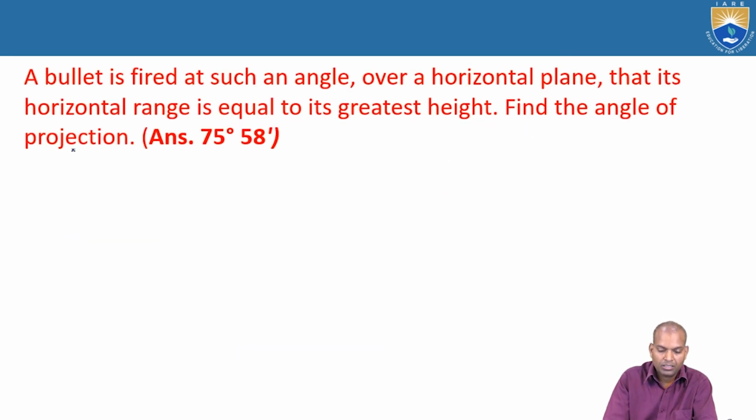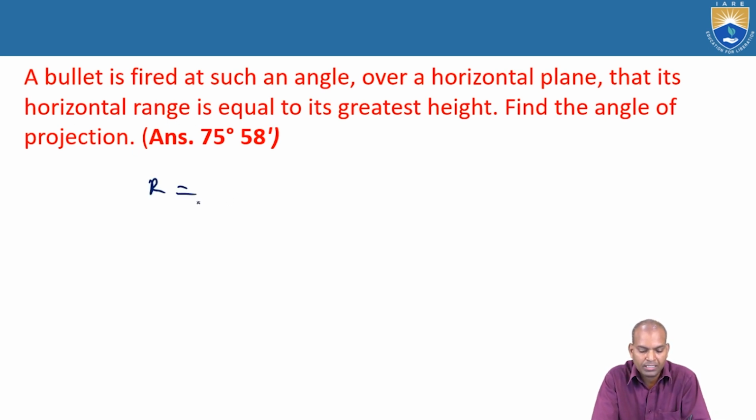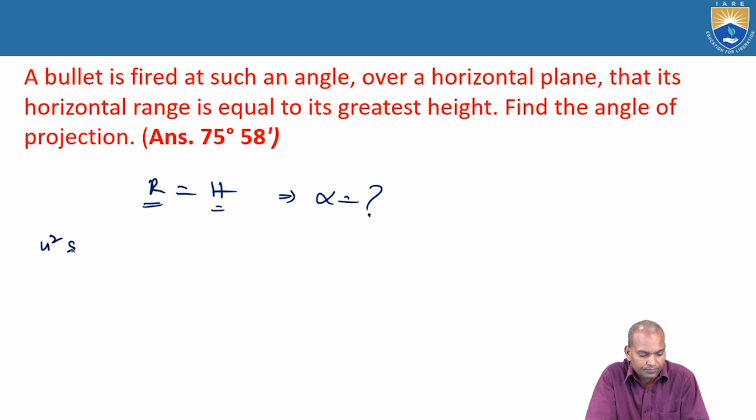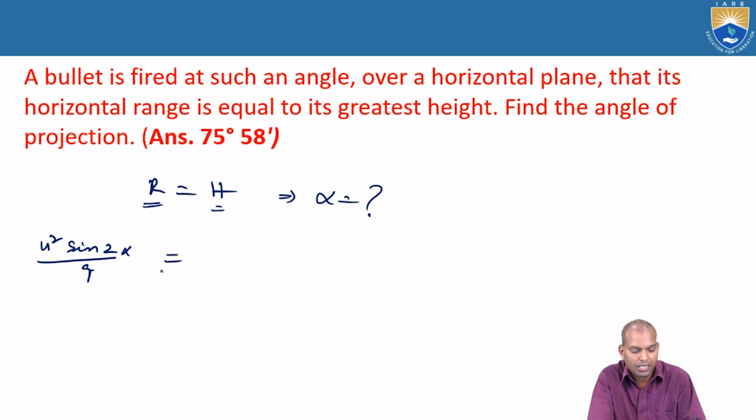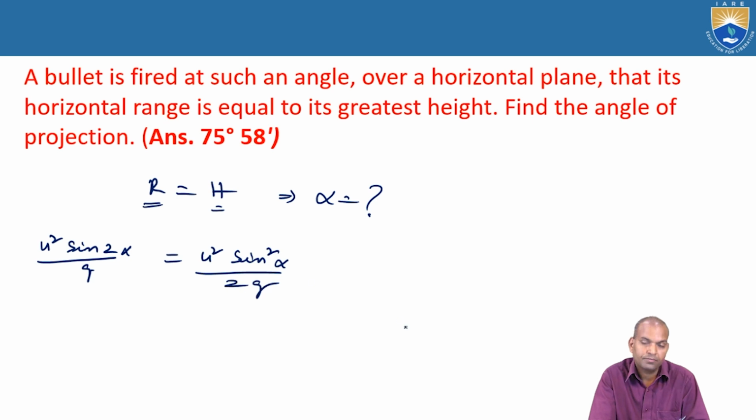Now let us go for one more unsolved problem. A bullet is fired at such an angle over a horizontal plane that its horizontal range equals its greatest height. What is the angular projection? In this case, substitute the range and the height. What is the range formula expression? U square sine 2 alpha by G. What about the height expression? That is U square sine square alpha by 2G.